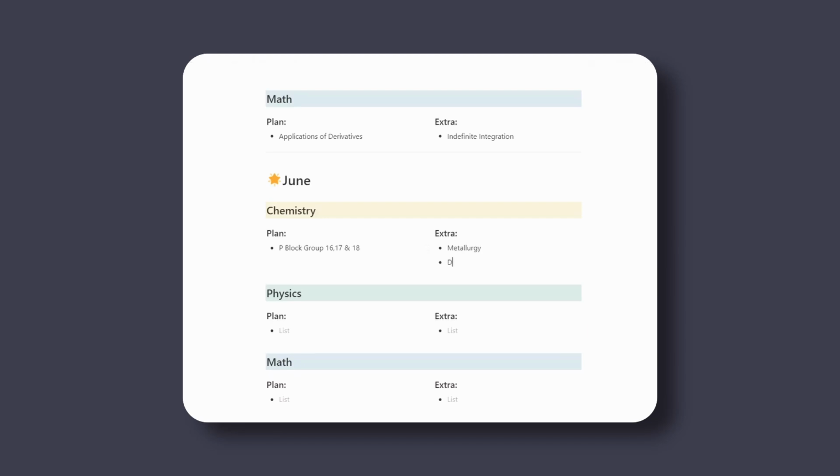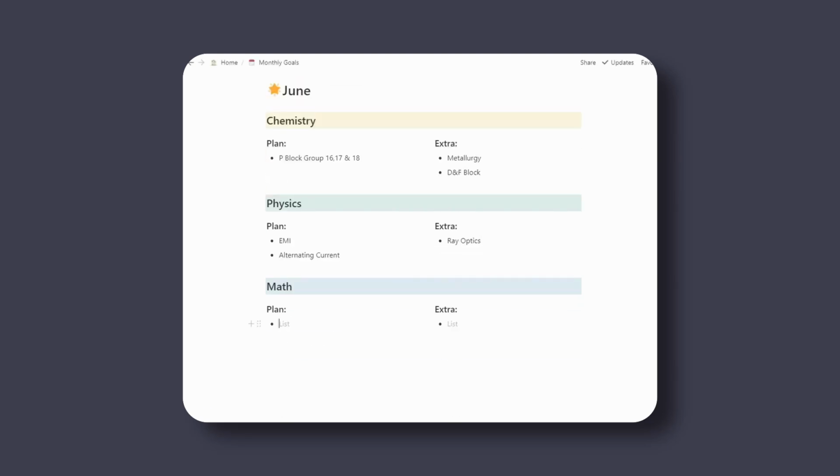As an example, let's say in physics I have to study EMI and AC, in chemistry I have to complete P block this month, and in mathematics I have to study indefinite integration. So as you can see on the screen, I've also added some extra chapters just in case.